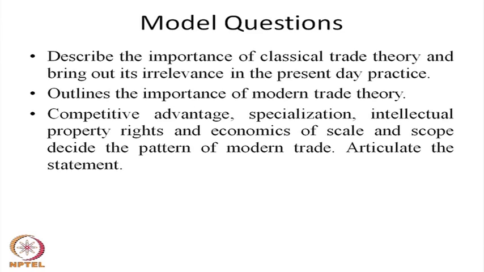Then they also discuss the theory of Heckscher-Ohlin. He mentioned what is called the factor endowment theory. Factor endowment means factors of production, that is land, labor, technology and resources, and specialization decides international trade. Here Heckscher-Ohlin mentioned factor endowment.